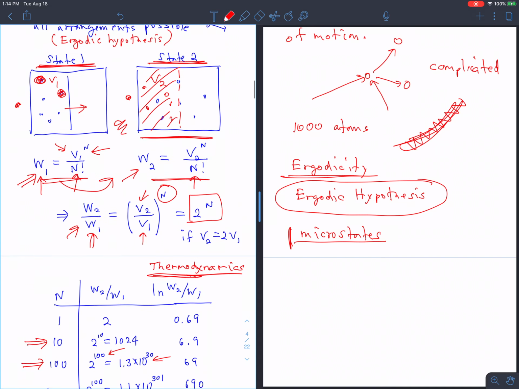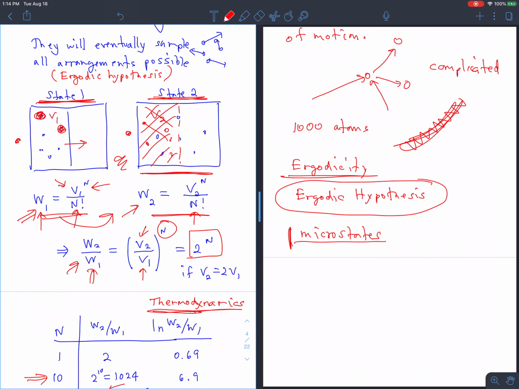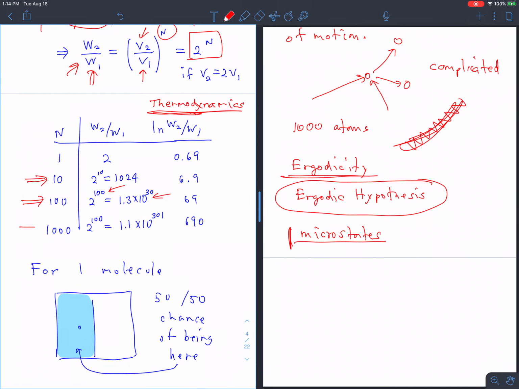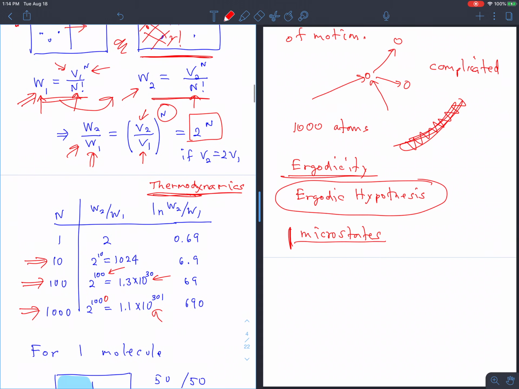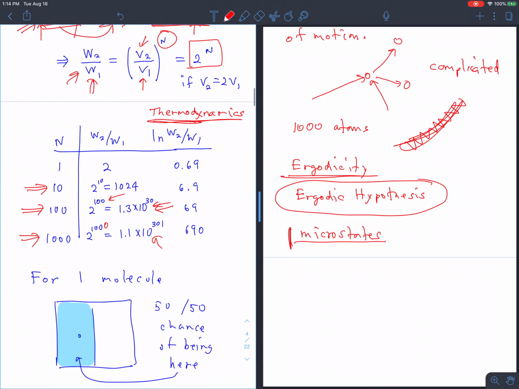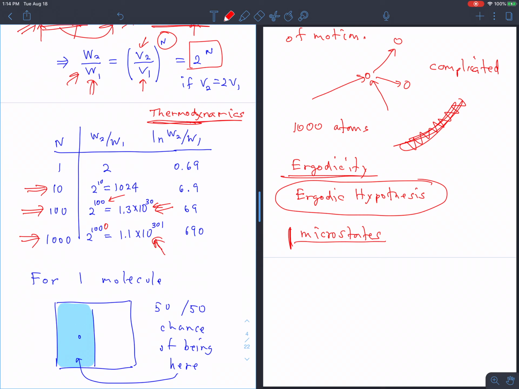And it's already determined that we're never going to see a state of the system where everything is just on half the box. If we go to 1,000 molecules, then it's 2 to the 1,000th power, and that's 10 to the 301 power, which is even more ridiculous. For 100 molecules, you'd have to take 10 to the 30th snapshots before you even saw one case where everything was on one side of the box. And down here, you'd have to take 10 to the 301 snapshots. Can't do that even in the age of the universe. I don't think you could even take 10 to the 30th snapshots in the age of the universe.